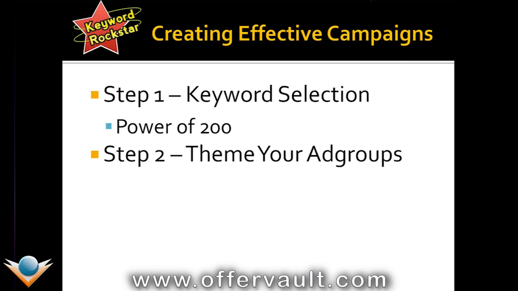Now, step number 2, you have to theme your ad group. It's a little different on the search side of things. If you're familiar with search, you pick a keyword, and if someone types in that keyword, then your ad's going to show up. Well, on the content network, that's not really the case. When you pick a keyword, Google actually determines the theme of that keyword.